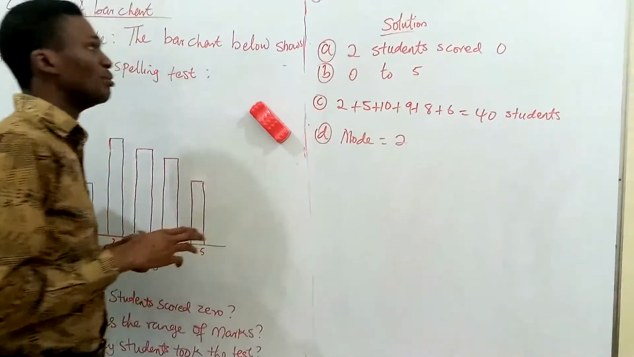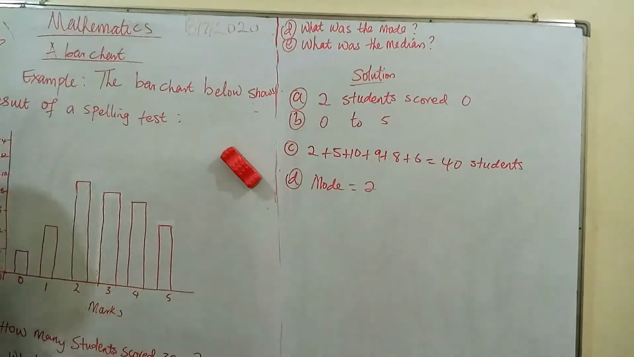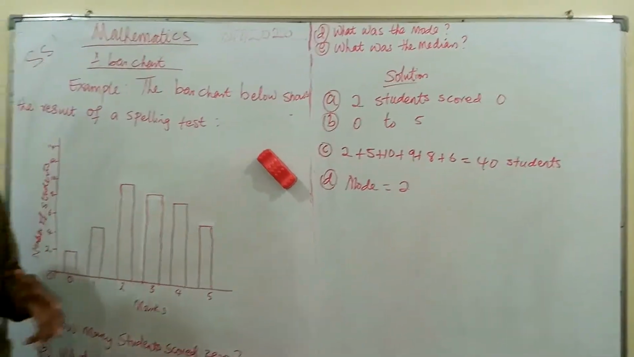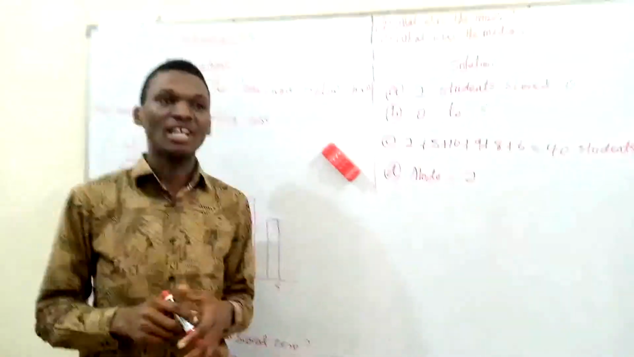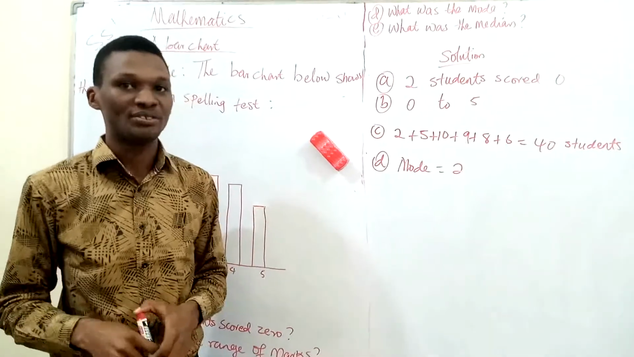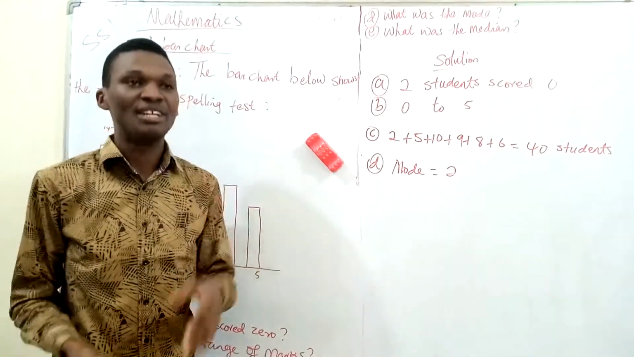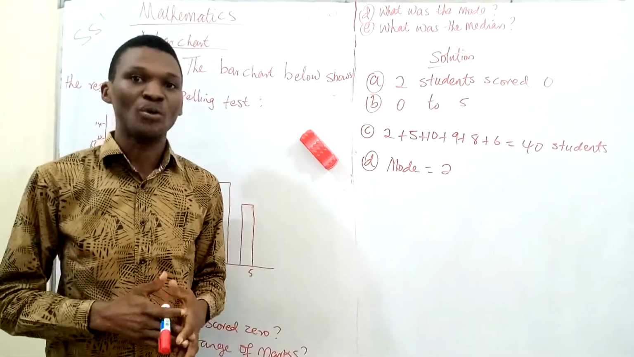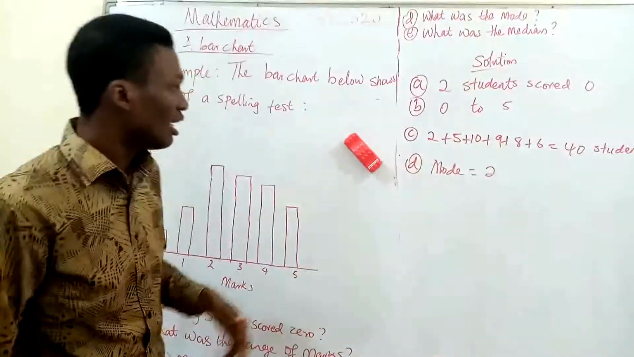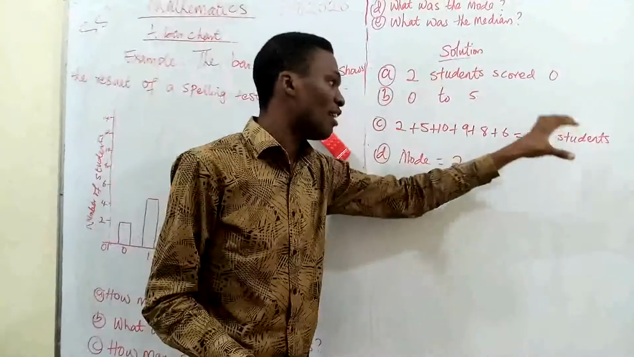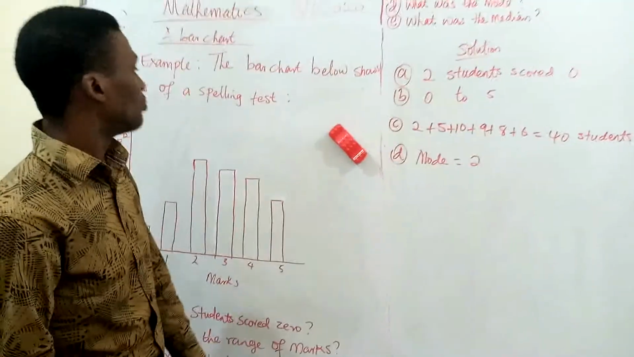Now, what was the median? We said that median refers to the middle number when the data values, or the scores or marks, are arranged in order of size. And we have established that there are 40 students that wrote the spelling test.